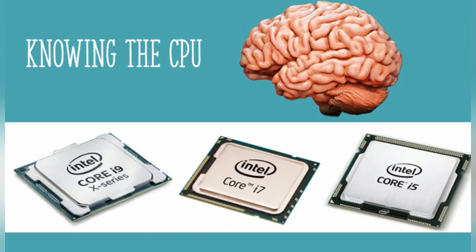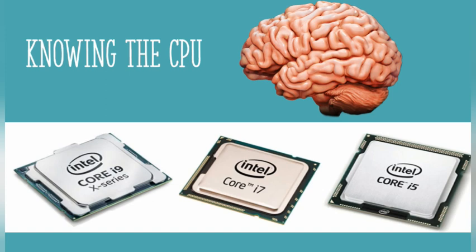Now, the next topic is knowing the CPU. As we all know, the brain is the most important part of our body or human body system. Similarly, the CPU is the most important part of the computer system. It performs all types of data processing and also controls the working of the entire computer system.